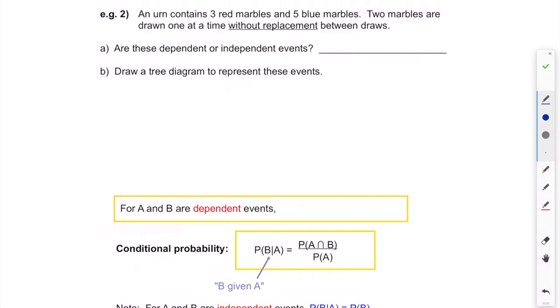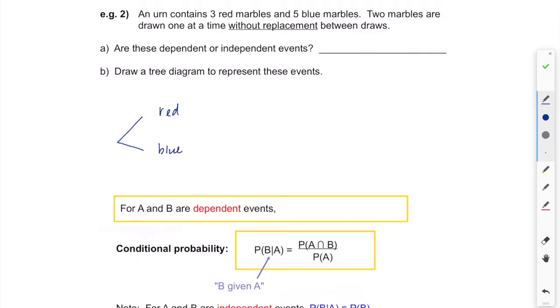Example 2. An urn contains 3 red marbles and 5 blue marbles. 2 marbles are drawn one at a time without replacement between draws. Are these dependent or independent events? Well, let's think about this, right? We can even start by doing part B, which is to draw a tree diagram. So the two colors that I have are red and blue.